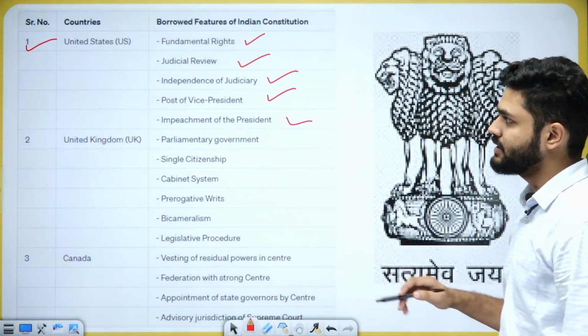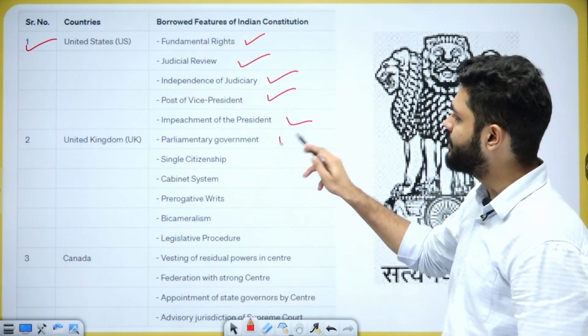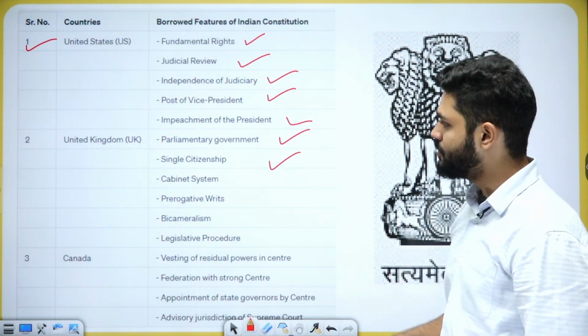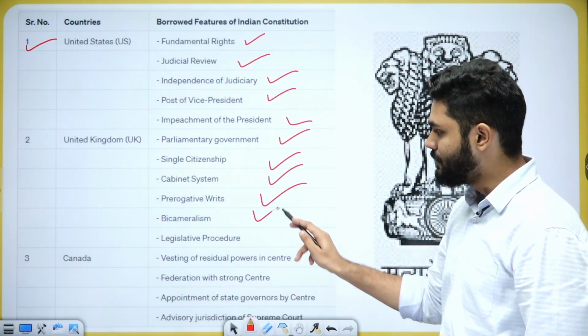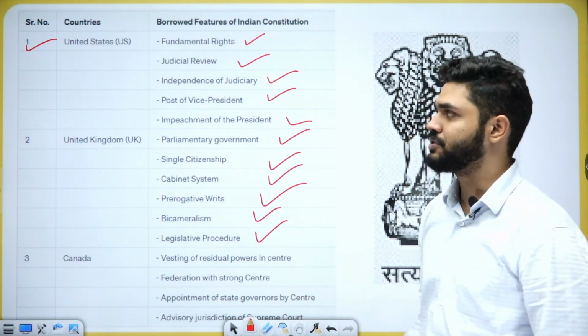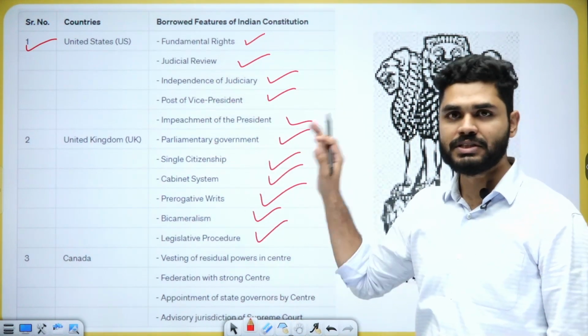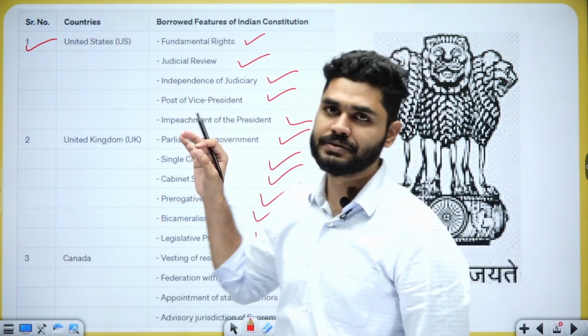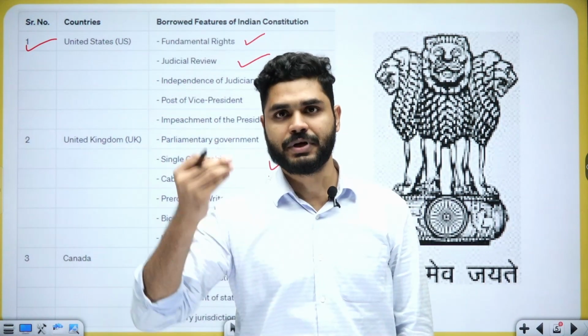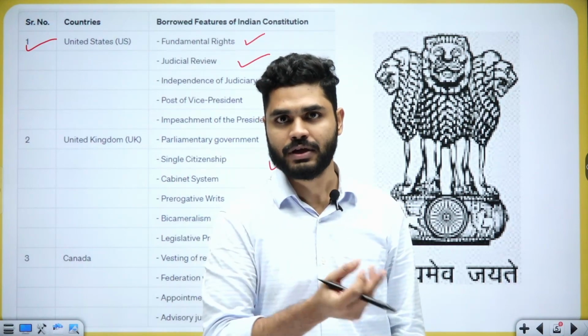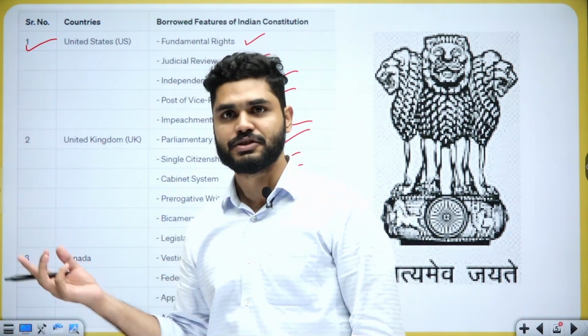Second one is United Kingdom. From here we borrowed parliamentary government, single citizenship, cabinet system, prerogative writs, and bicameralism and legislative procedure. So these are the things. On these two countries we are heavily reliant. These are the two countries where it is said that one of the most vibrant democracies, if it is somewhere, then it is in United Kingdom and United States of America.